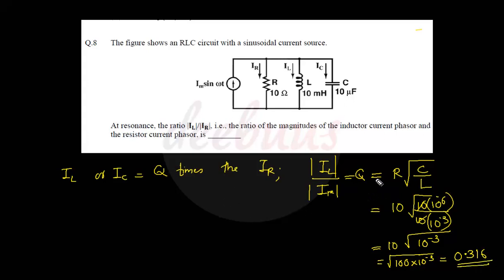Another thing to notice, this is the ratio of capacitor current to resistor current also, right? During resonance, inductor current is IL equal to Q times I angle minus 90 degree, where I is the applied current. Similarly, I capacitor equal to Q times I angle plus 90 degree, right?